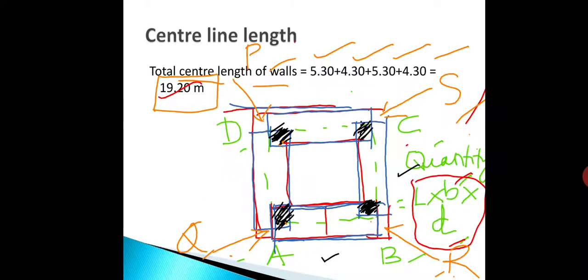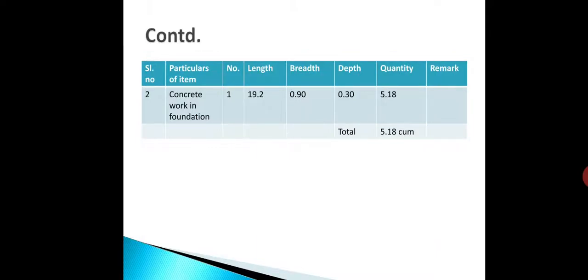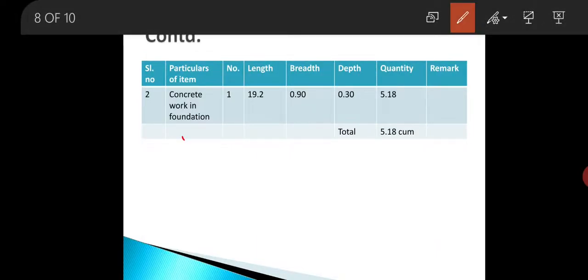So now we will move to our details of measurement form. This one is concrete work in foundation. Number will be 1. Length is 19.2, breadth is 0.9 and depth is 0.3. Then simply by multiplying this we will get the quantity as 5.18 cubic meter. Clear?